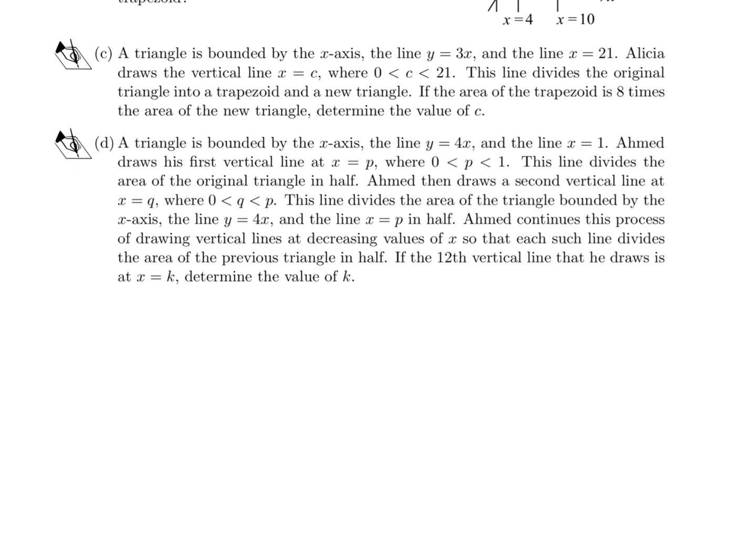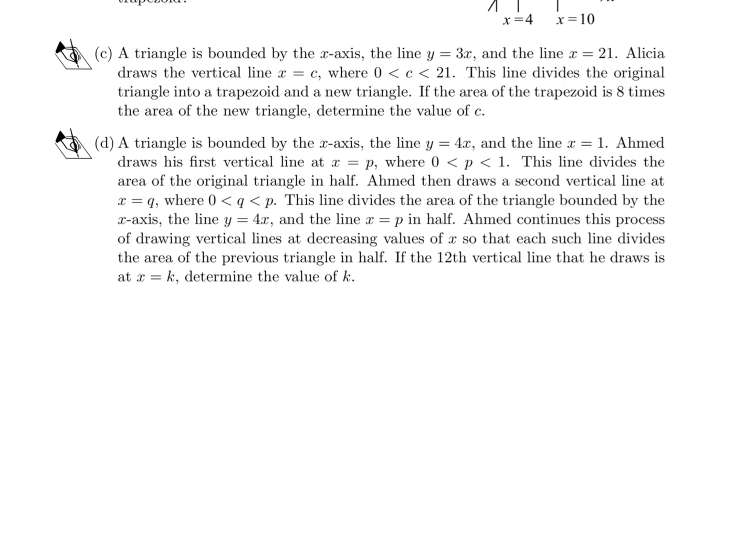A triangle bound by the x-axis and line y equals 3x and line x equals 21. Alicia draws the vertical line x equals c. c is between 0 and 21. The line divides the original triangle into a trapezoid and a new triangle. If the area of the trapezoid is 8 times the area of the new triangle, determine the value of c.